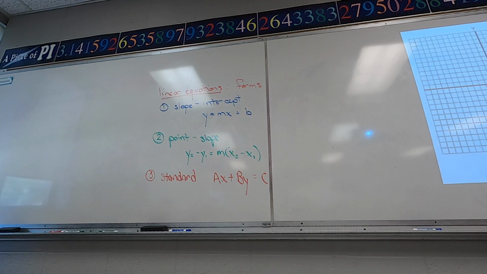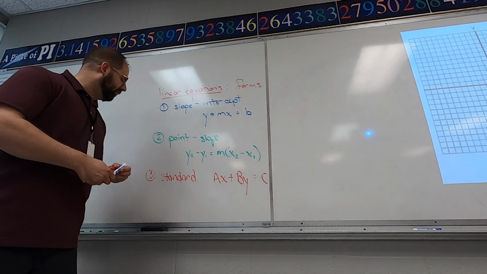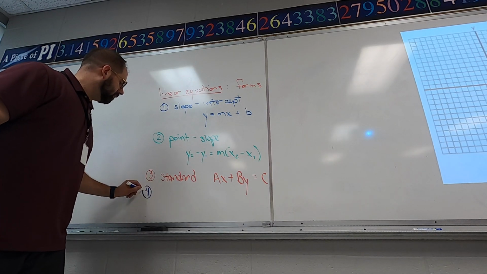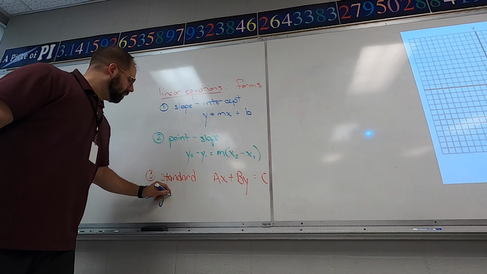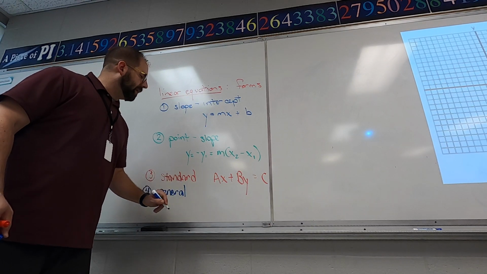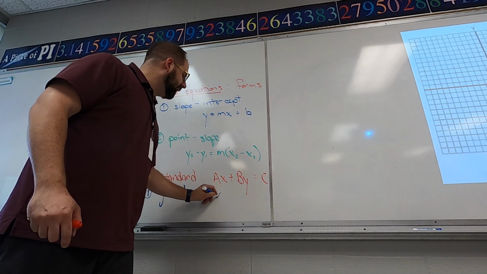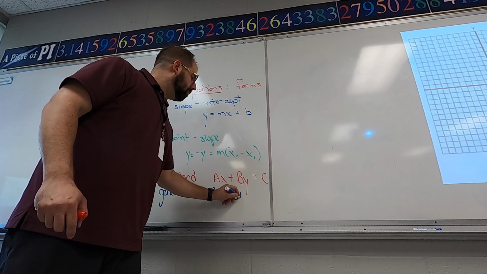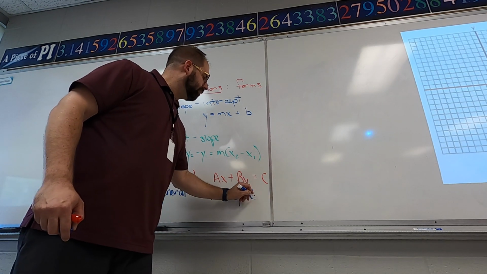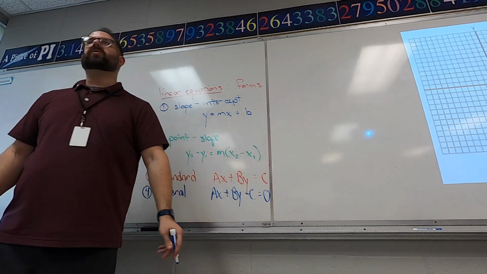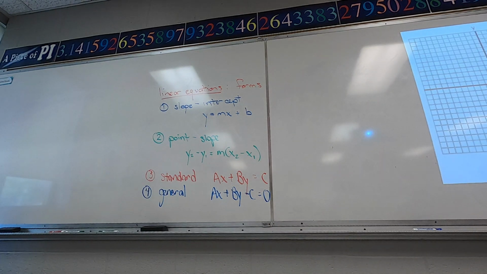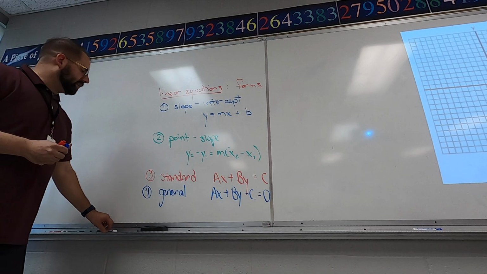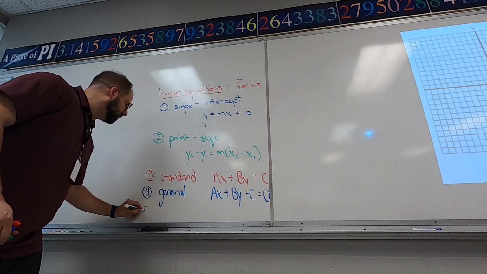Other than standard could be general. I don't know if we even talked about general yesterday. General form from yesterday is where you basically have standard, but you move the c over and you leave a 0 on the other side. That's general. You just have a 0 on the one side. And then obviously number 5 today is going to be those special cases which we have to focus on today.